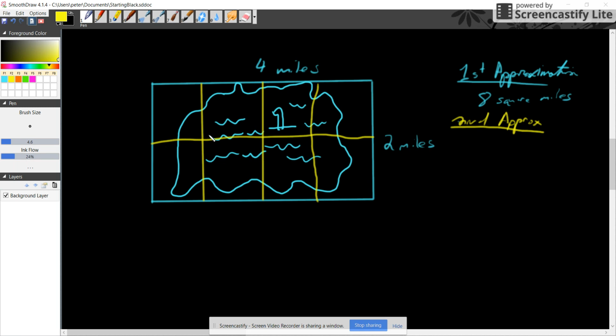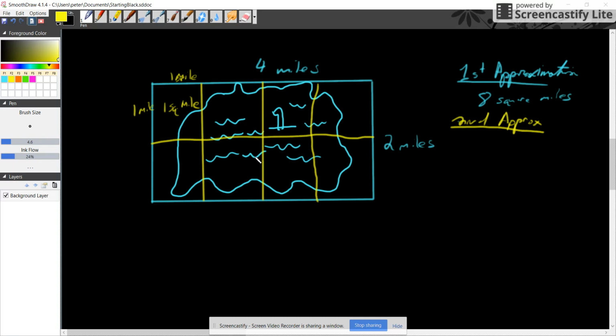So I've got 1 mile square chunks. This should be a mile square. What I mean by that is this little bit is 1 mile, and this little bit is 1 mile. So 1 times 1 is 1 square mile.